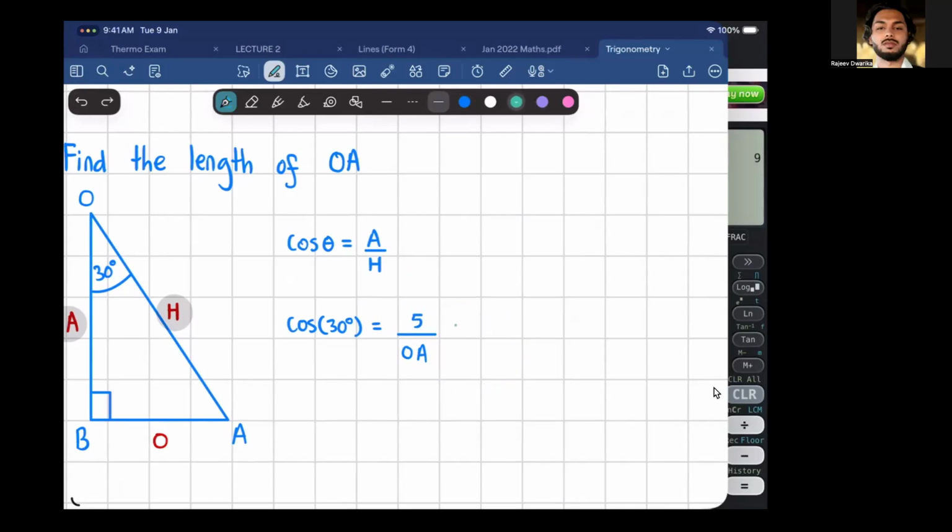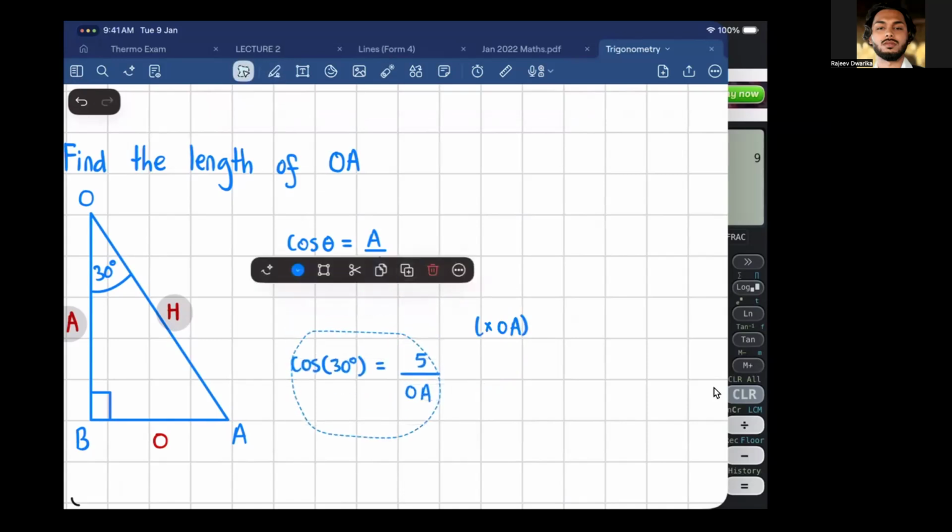I'll do it using all methods, so you all will just pick whichever one you prefer. I don't like to keep methods. So multiply by OA. Make sure you have the full working over here.